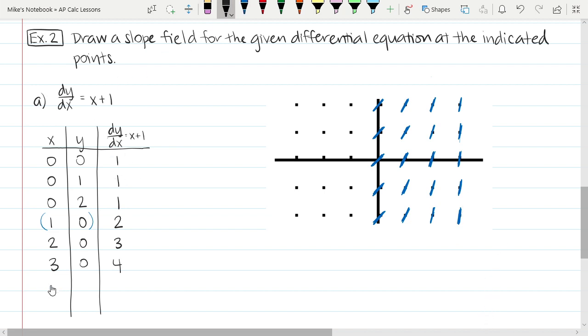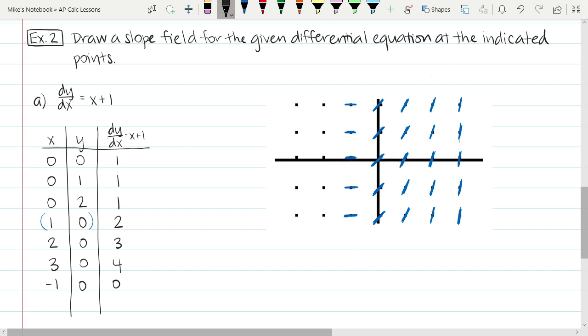Okay. Now, let's go the other direction. So what about if x is negative 1? Well, negative 1 plus 1 is 0. Now remember, a 0 slope is horizontal. So that means everywhere that x is negative 1, we actually have a horizontal segment. And again, because y does not affect the outcome of dy dx, we know that all of the points that have an x-coordinate of x equals negative 1 are going to be the same.